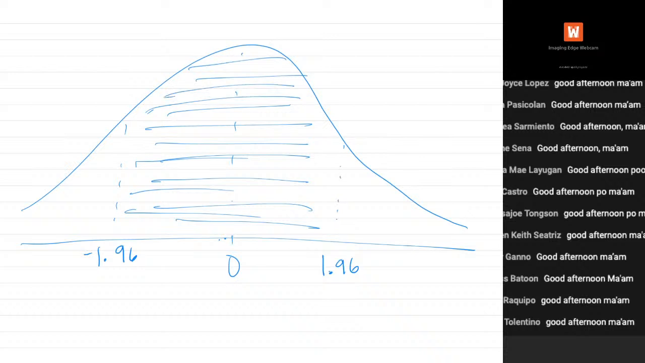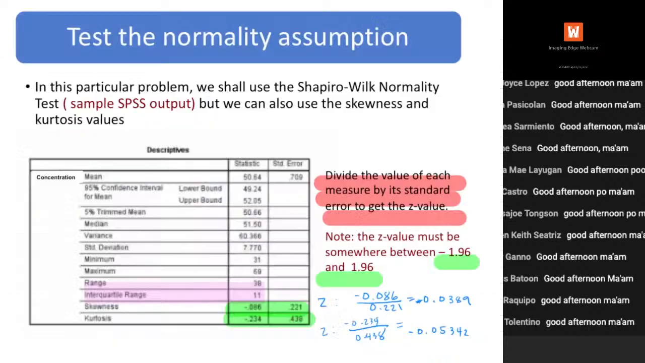Although maybe a little kurtotic and skewed, it's still within normal. Normal pa rin siya. So this is our guide. Must be somewhere between negative 1.96 to 1.96. So going back, yung data natin ay normal. Normally distributed or obtained from a normally distributed population.